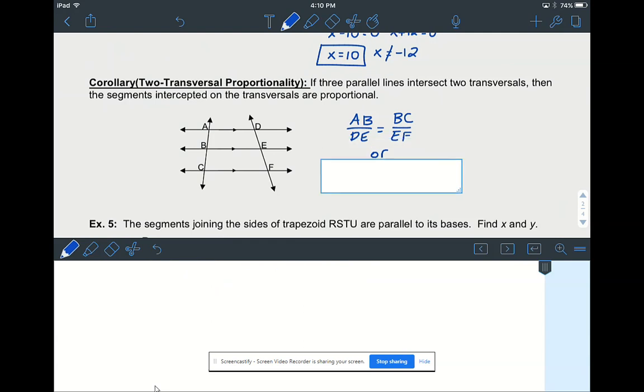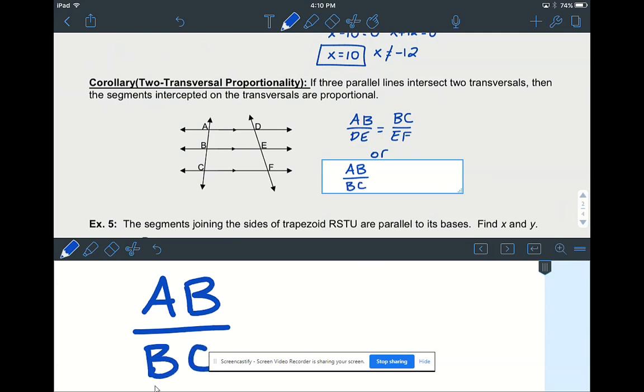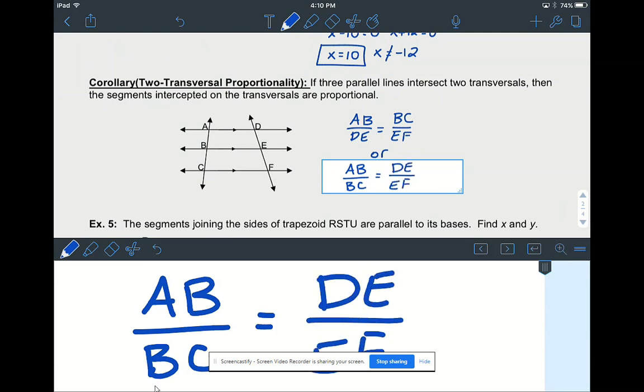Or if you don't want to go left to right, you can go top to bottom. So you can go AB to BC, and then you can go DE to EF. That should give you the same proportion.